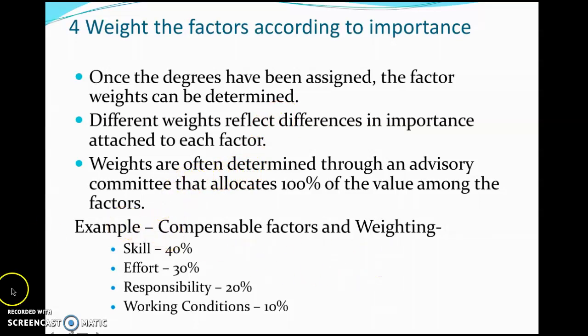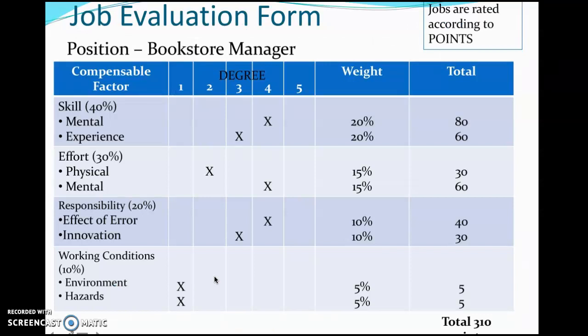So let's say we have 4 compensable factors here. We can now weigh them so that you'll get something that looks like this. These are our 4: skill, effort, responsibility, working conditions. We have various degrees. So skill, mental, this job was a degree 4, but for experience they were a 3. This is just, again, somebody's justification for this particular job of a bookstore manager.